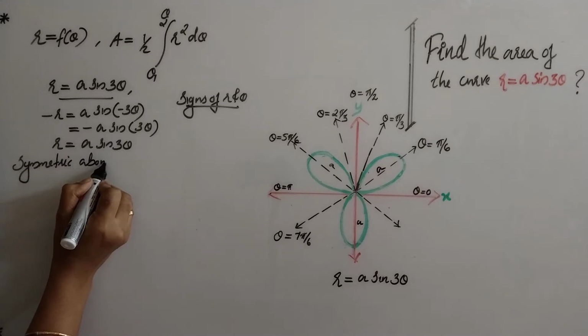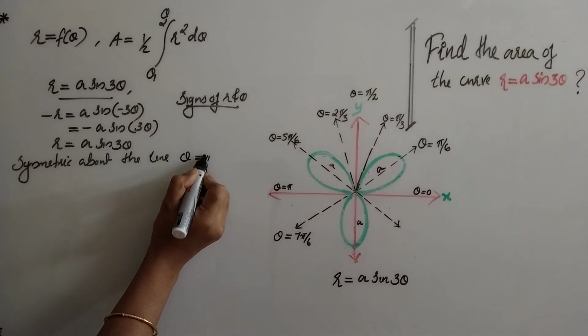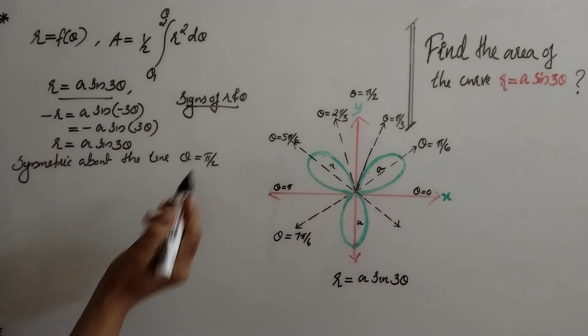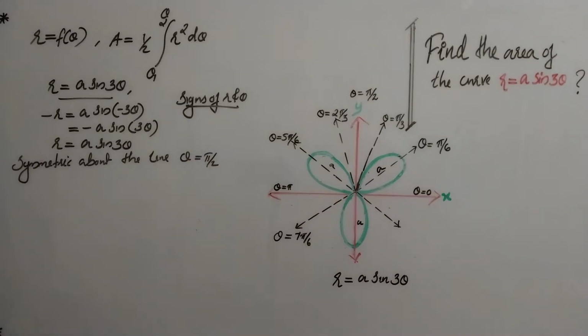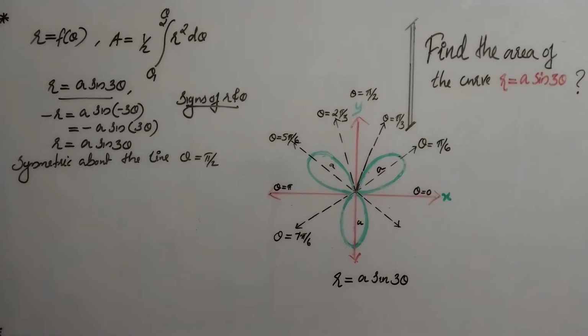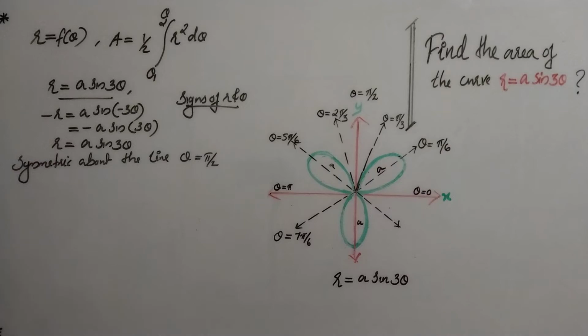Symmetric about the line theta is equal to pi by 2. That is, the equation remains unchanged with the change of signs of r and theta together. The curve is symmetrical about the line theta is equal to pi by 2. If we change the signs of r and theta together, the equation has no change. So the curve is symmetrical about the line theta is equal to pi by 2.